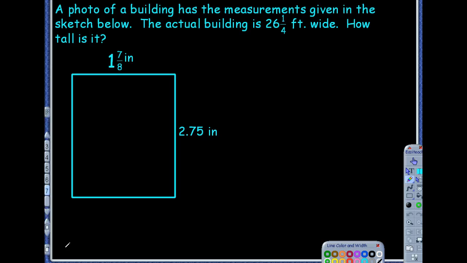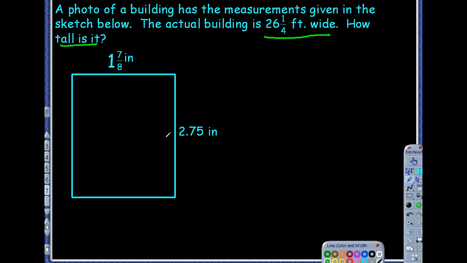Last one. It says we have a photo of a building that has the measurements given in the sketch below. This is a photo, so obviously it's not exact. This is kind of a scale. The actual building is 26¼ feet wide. The question is how tall is it? To me, one thing to keep in mind is that this is a proportion, because you're comparing the scale of the picture to the actual building. You guys have done this with shadows and trees.